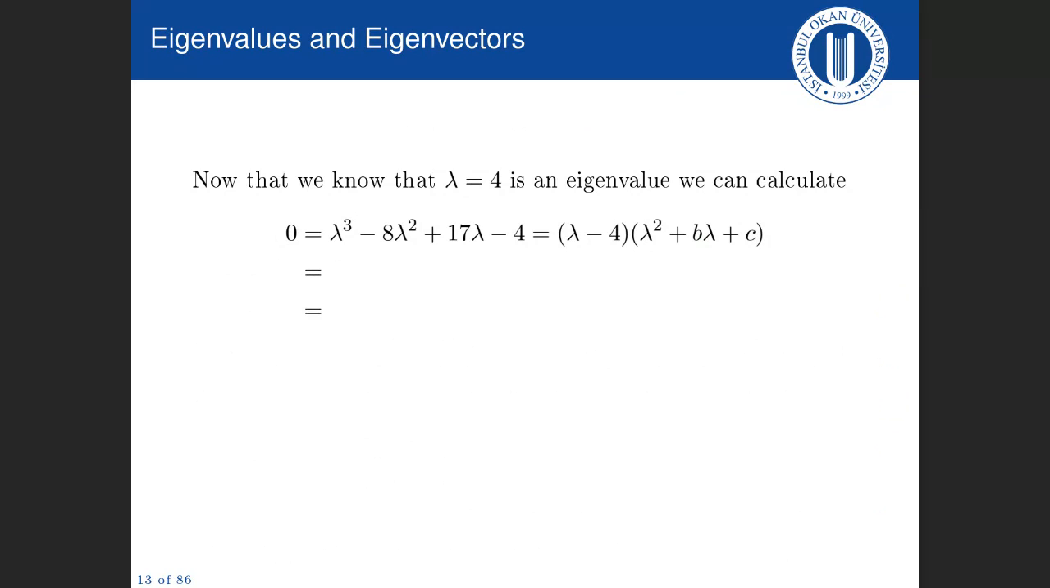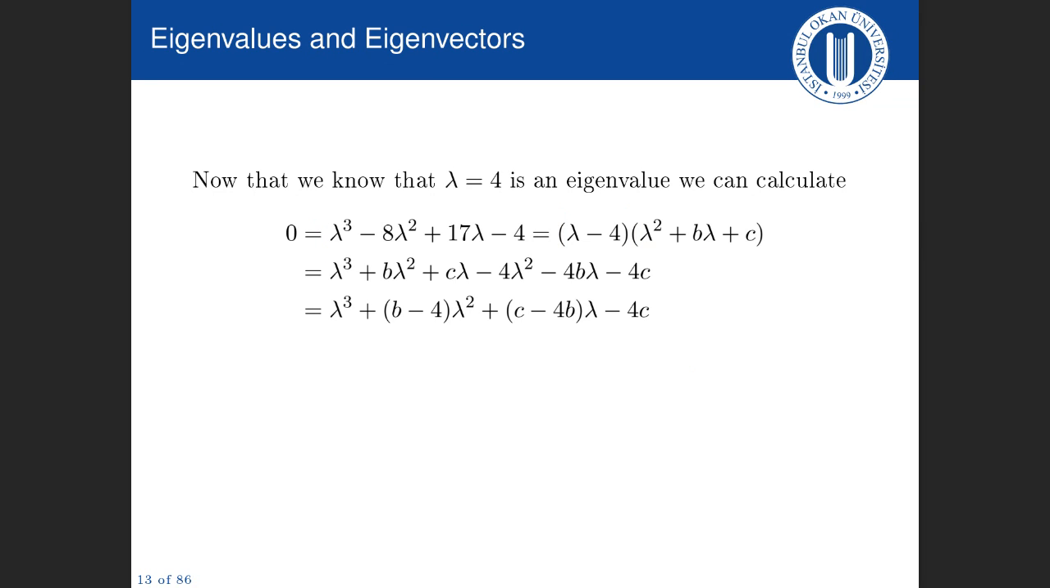Now that we know that lambda equal to 4 is an eigenvalue, it's a root of the characteristic equation, we can factorize our characteristic polynomial into lambda minus 4 multiplied by a quadratic: lambda squared plus some number b lambda plus some number c. Because we have one lambda cubed, we must have one lambda squared. But we don't know the number b yet, and we don't know the number c yet.